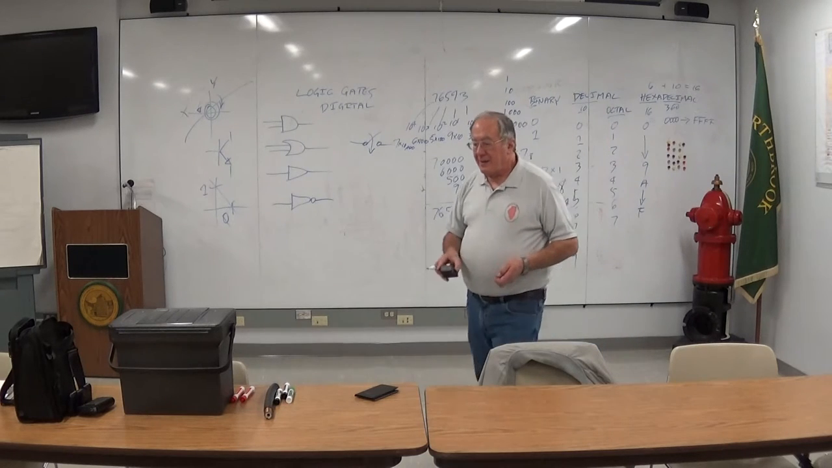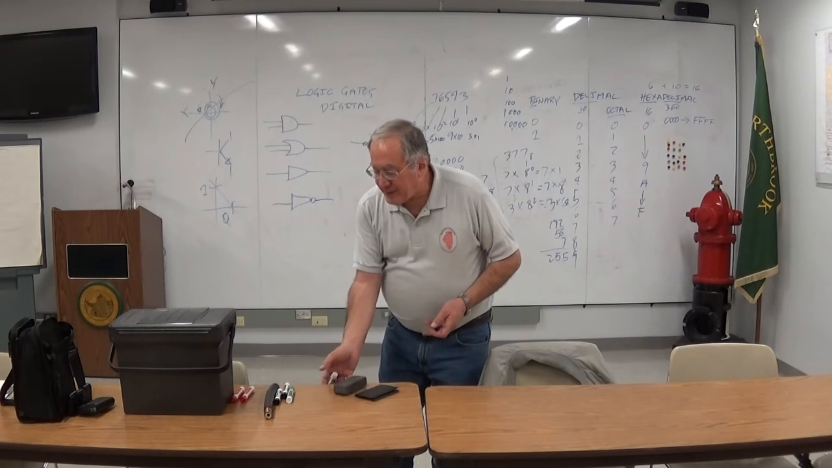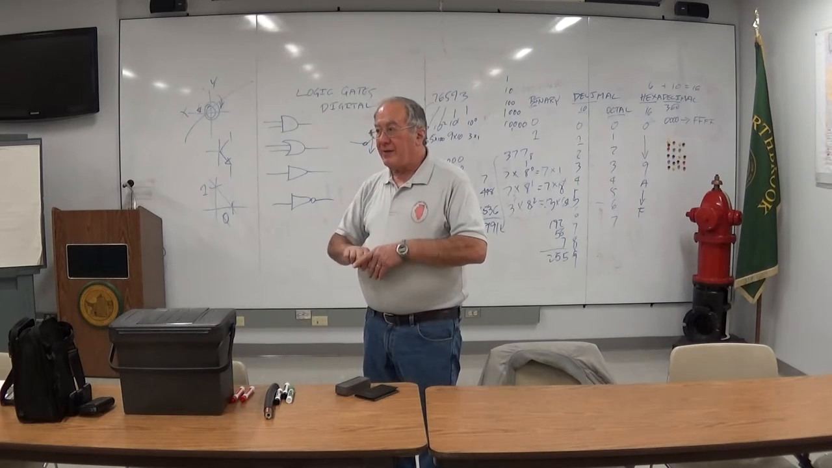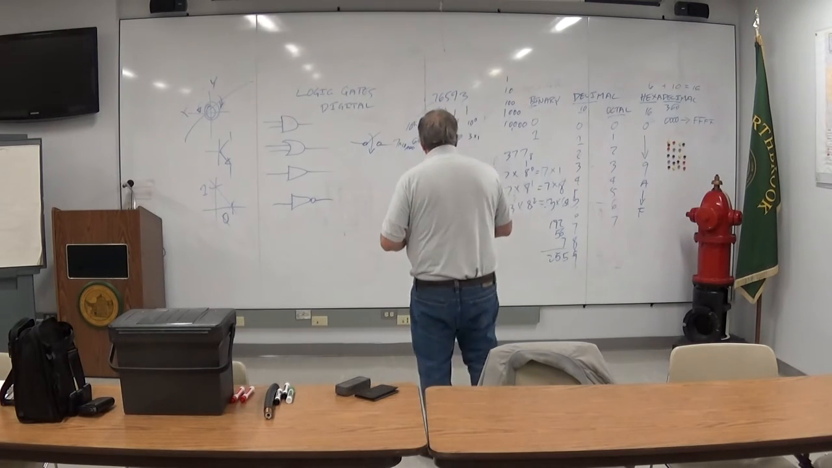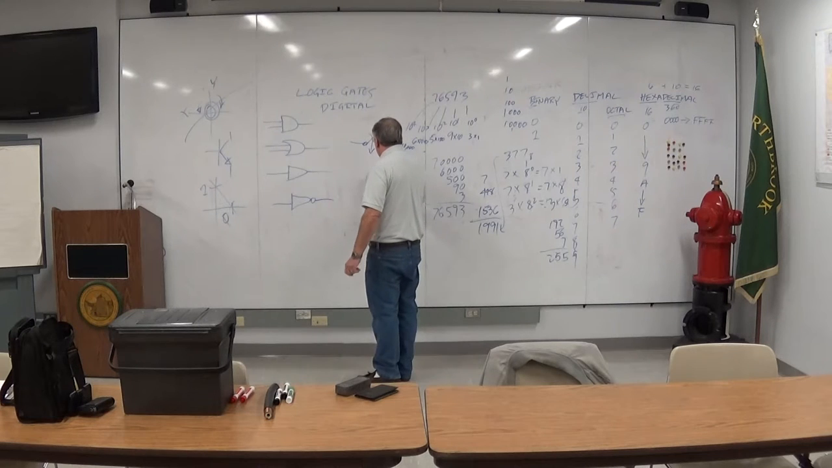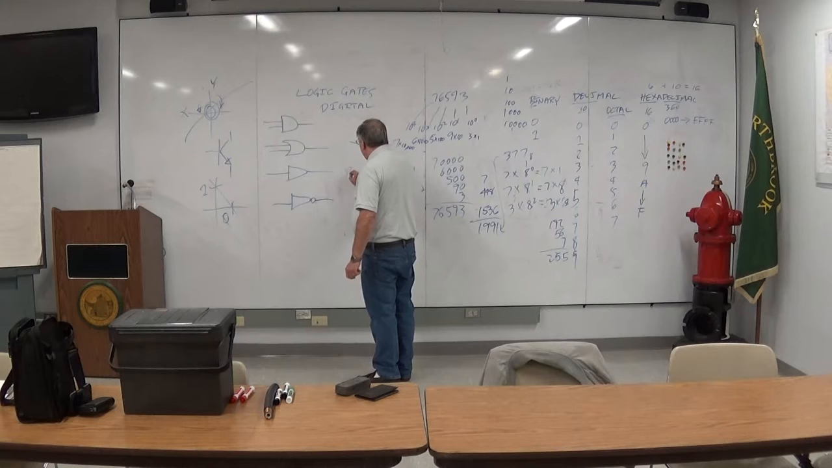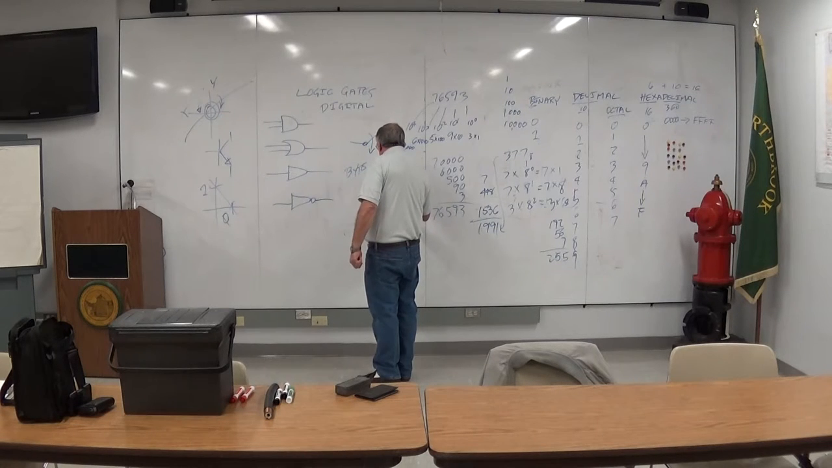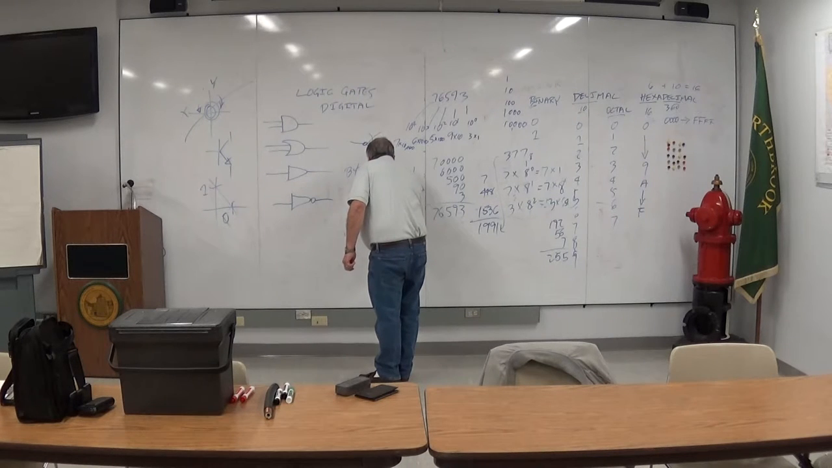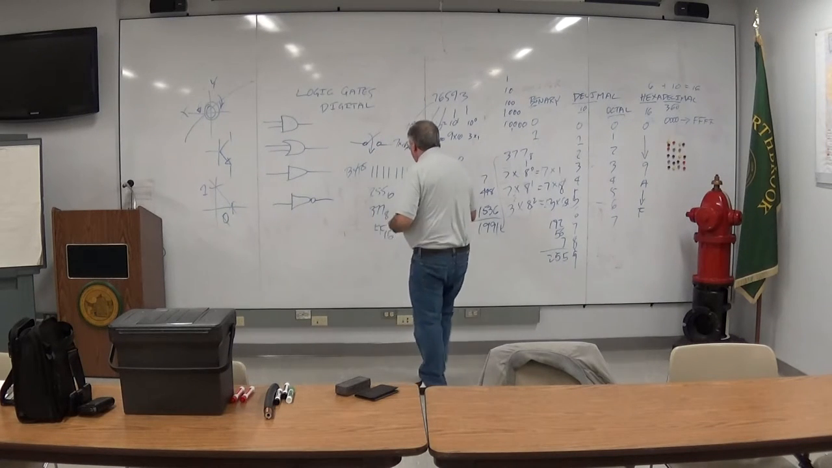255 is the largest binary number you can contain with eight bits. It is 255 in decimal. That is 377 in octal. And guess what it is? It's also FF in hexadecimal.